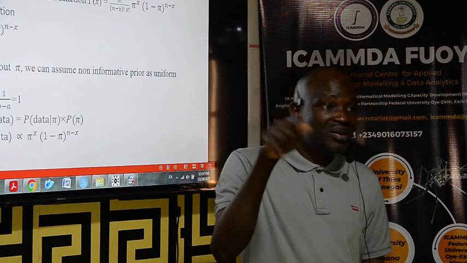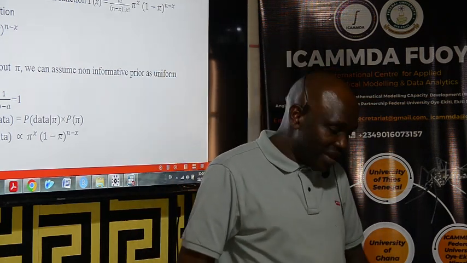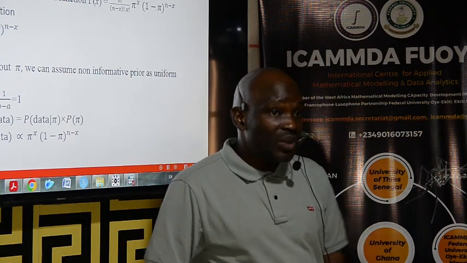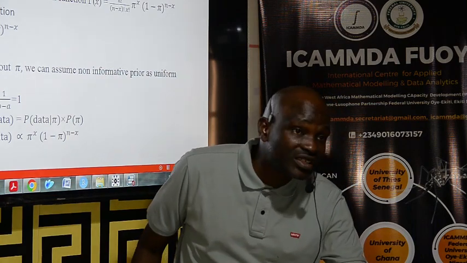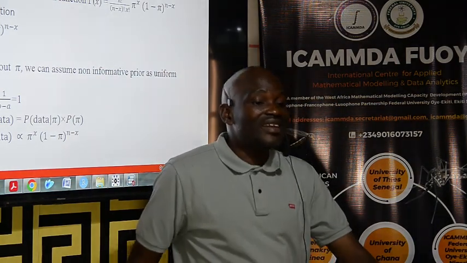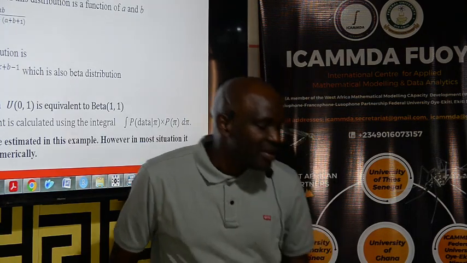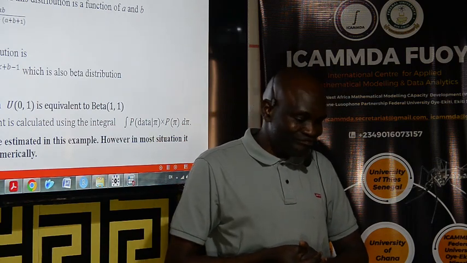1 over b minus a. Our b in this case is 1, is it not? Then a is what? 0. So that will give us 1 probability. So the prior probability, that is 1. So we are only left with what? The likelihood. Now, suppose we choose a beta distribution as our prior.